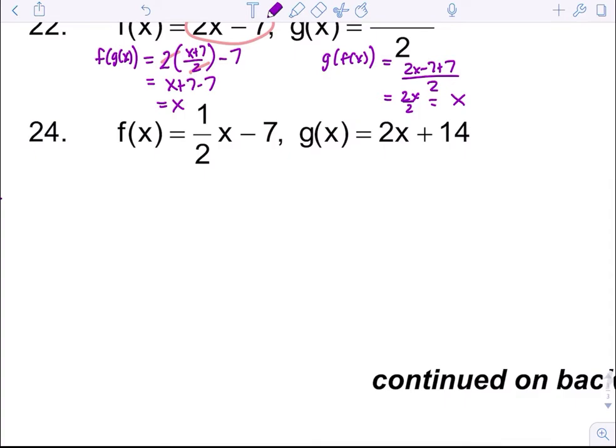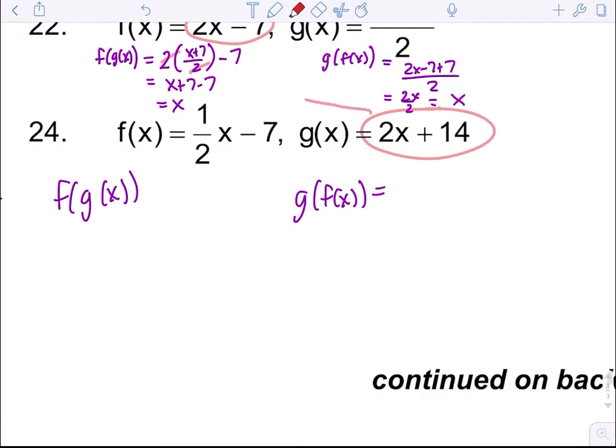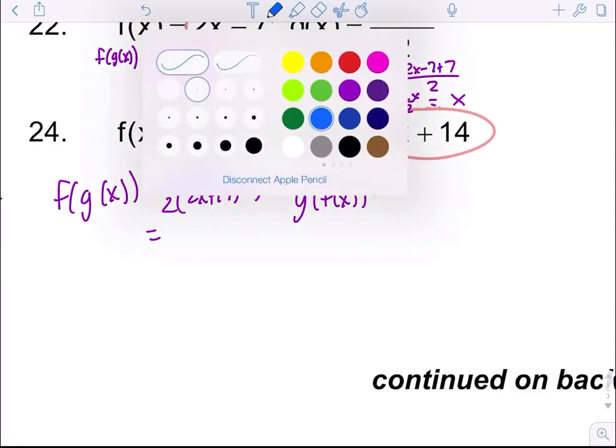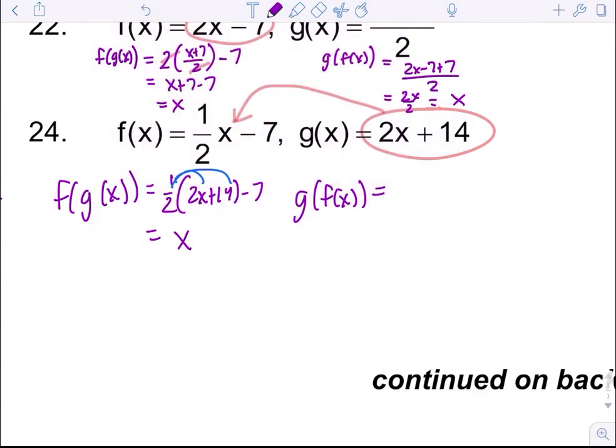24. So this, what do we got? Oh, we gotta find f of g of x and g of f of x. So f of g of x first, substitute this whole thing in for the f of x function, so into the x, so we're gonna get 1/2 in parentheses 2x plus 14 minus 7. Distribute the 1/2 to both, and you're gonna get 1/2 times 2, which is just 1, 1/2 times 14, which is 7. We're gonna get x.